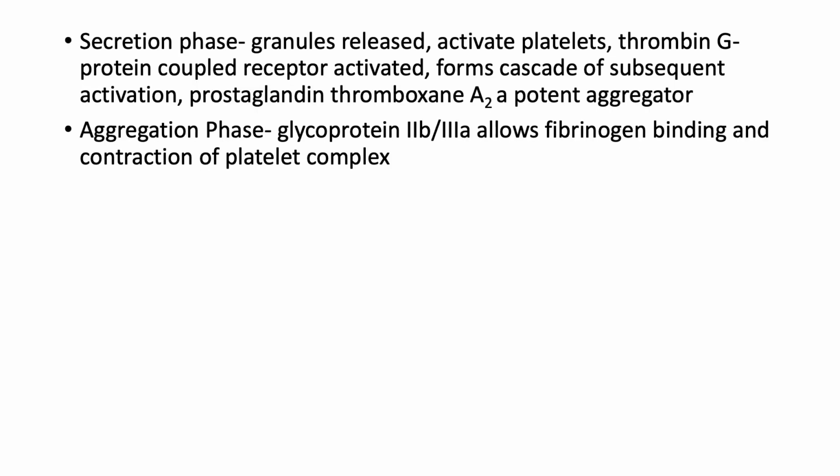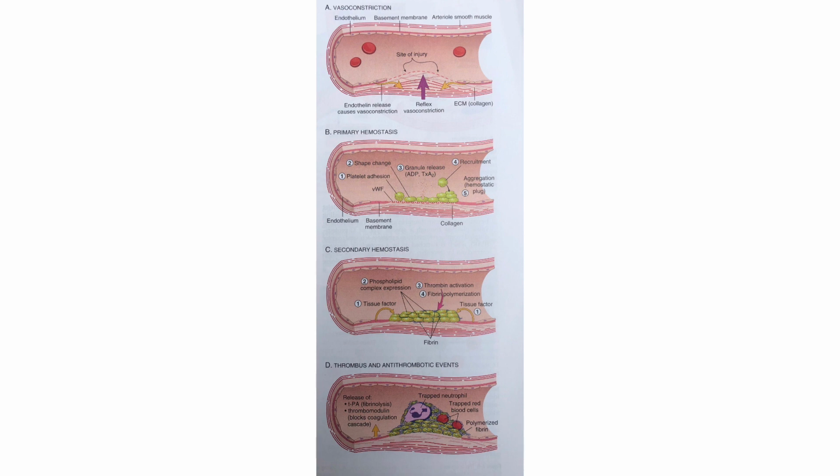The secretion phase, granules are released. These activate platelets. Thrombin G protein coupled receptor is activated, and this forms a cascade of subsequent activation. Prostaglandin thromboxane A2 is a potent aggregator. The aggregation phase: glycoprotein 2b3a allows fibrinogen binding and contraction of the platelet complex.